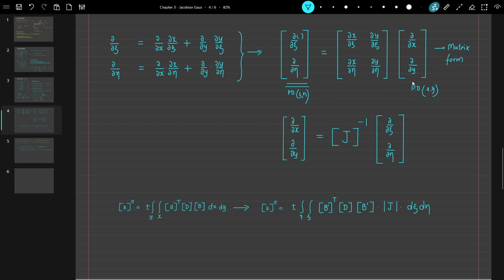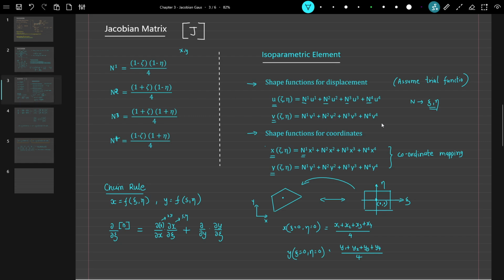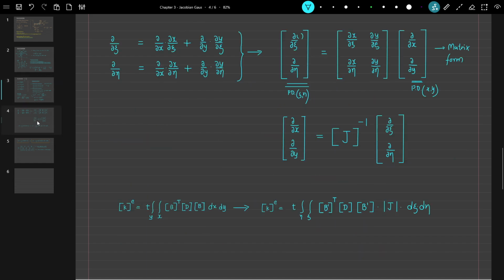So now we got the relation. In the previous slide we had the relation between xy and zeta eta space. Here we have the partial derivatives relation. So this is called J, and it is also called the Jacobian of the element stiffness matrix.